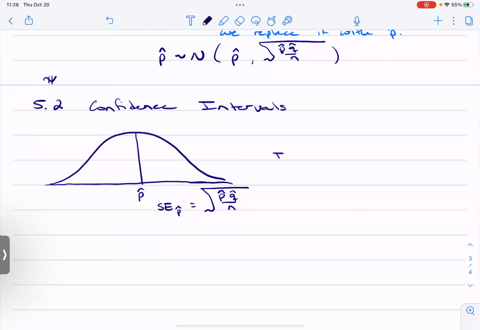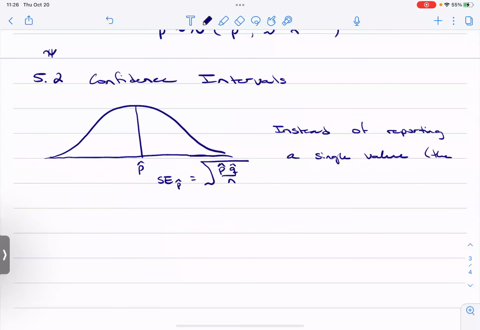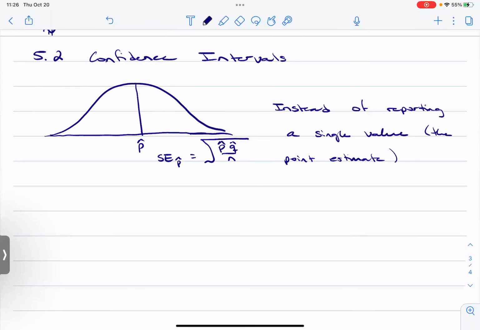So beside here, I'm going to say, instead of reporting a single value, right, which would be the point estimate, we're going to take the spread of the point estimate into account, right? Because I've just established that I can find the spread, right? The standard error of this point estimate. And then I can give this interval of plausible values.